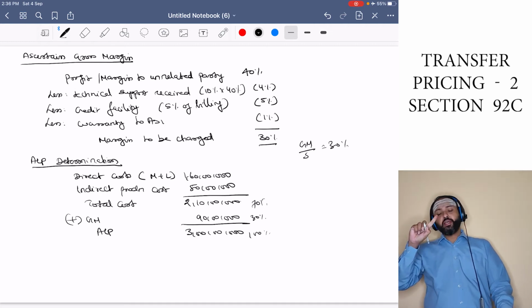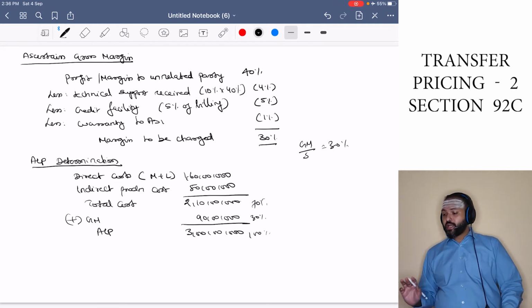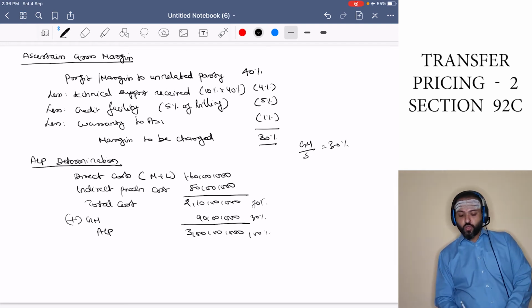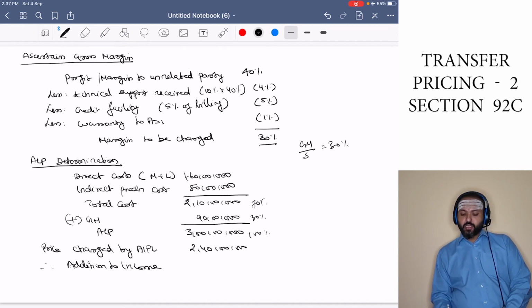Okay. So what should AIPL charge to AJI? It should charge 3 crores. But what has it charged? It has charged only 2 crores 40 lakhs. So price charged by AIPL is 2 crores 40 lakhs. Therefore, addition to income. Addition to income is how much? 60 lakhs. So this will be added to income because this is the transaction price.